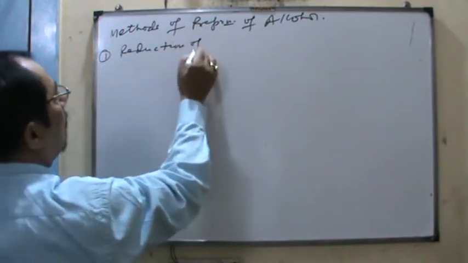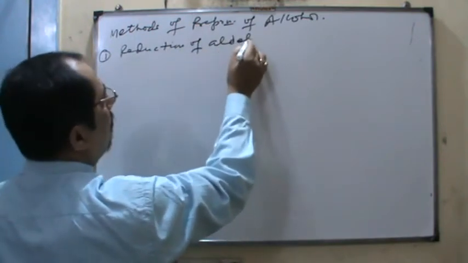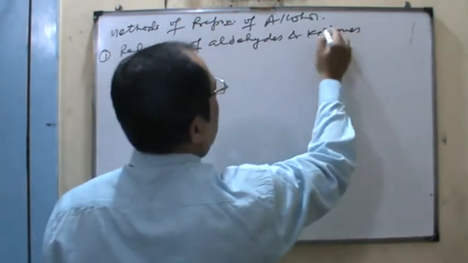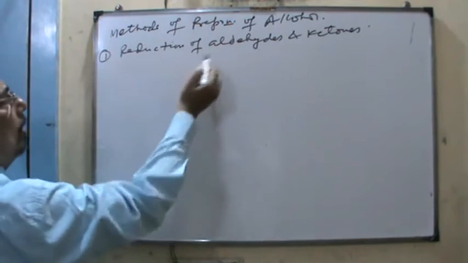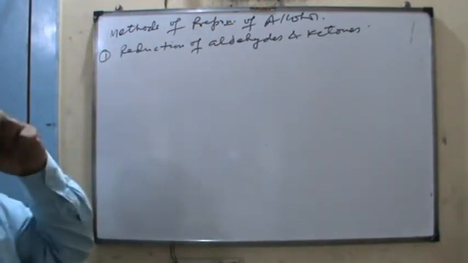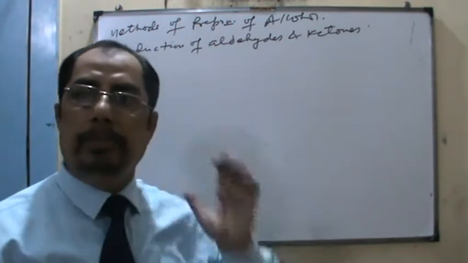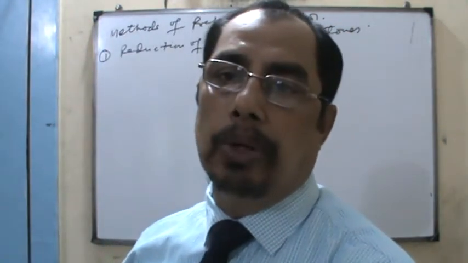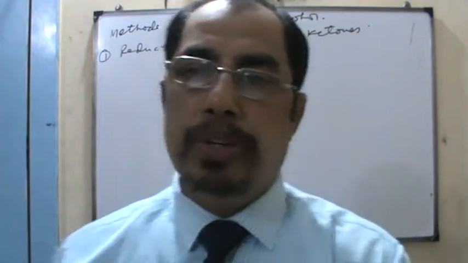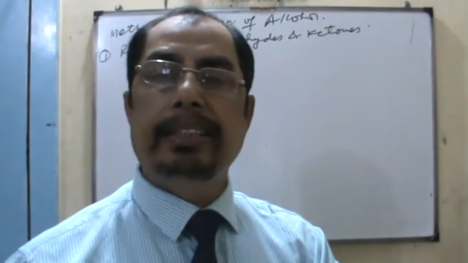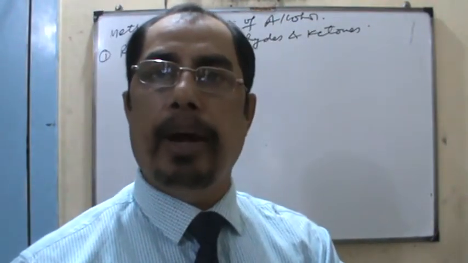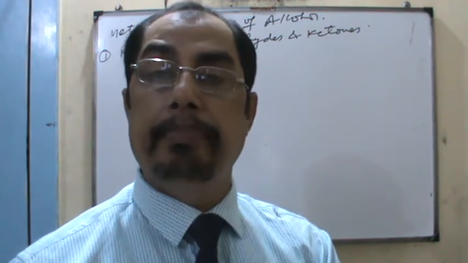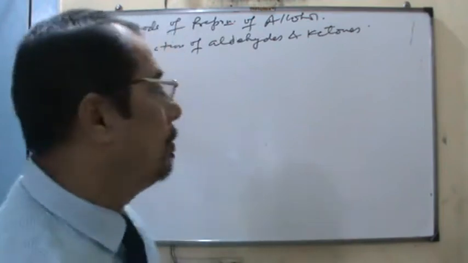First is the reduction of aldehydes and ketones. Whenever aldehydes are reduced, primary alcohols are formed, and whenever ketones are reduced, secondary alcohols are formed. You can take any reducing agent: lithium aluminum hydride, sodium borohydride, zinc on HCl, nickel, platinum, palladium, etc.